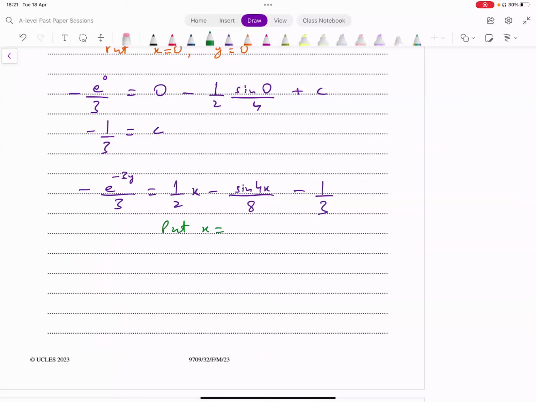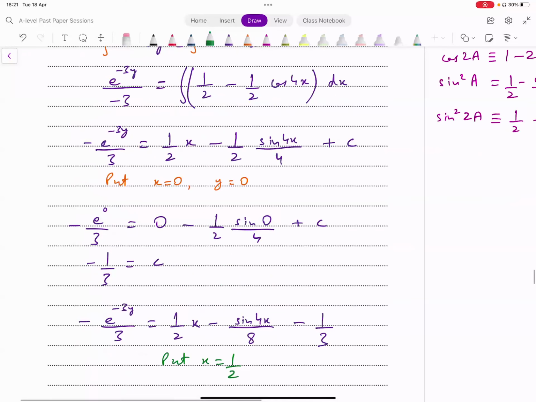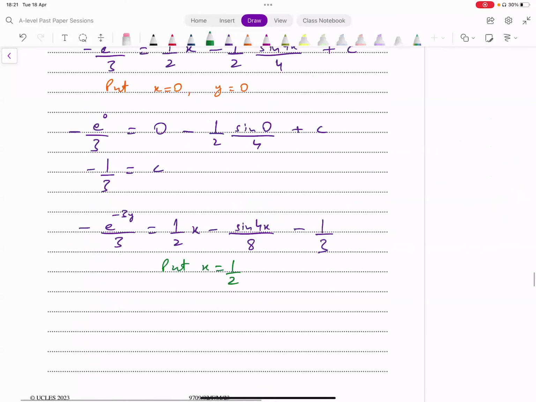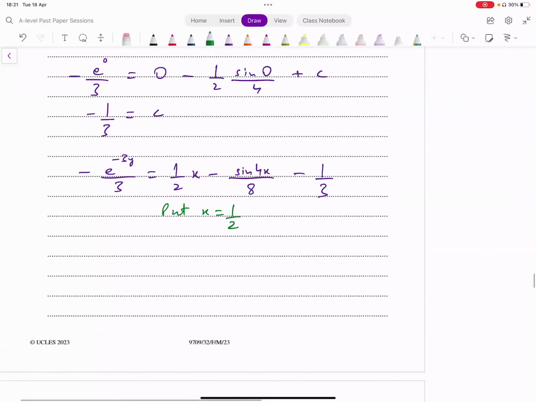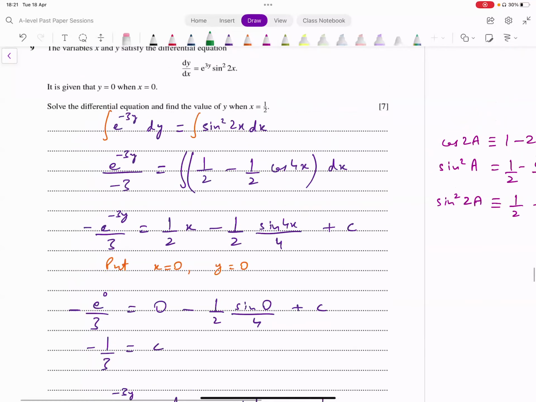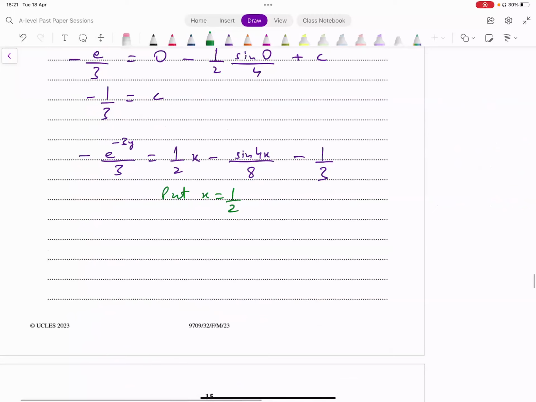Let's input x equals 1 over 2. When you input this, see what the corresponding value for y is. Do we need the exact value here? No, exact is not needed, so decimals should be fine. If it comes in decimals, that's okay. Now, minus e raised to power minus 3y over 3, that's what we have on the left side.